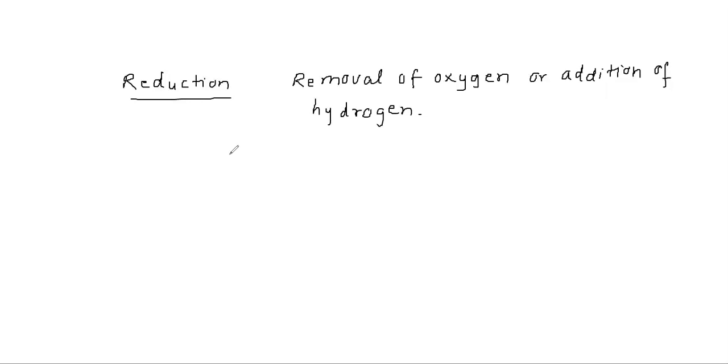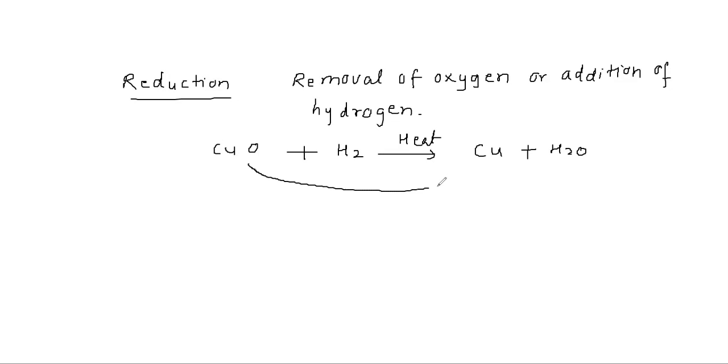Let's take some examples like copper oxide when heated in presence of hydrogen gas, it gives Cu plus H2O. Here copper oxide is getting reduced to Cu. Next example, ZnO when heated with carbon, it gives Zn plus CO. Here ZnO reduces to Zn. So this is an example of a reduction reaction.